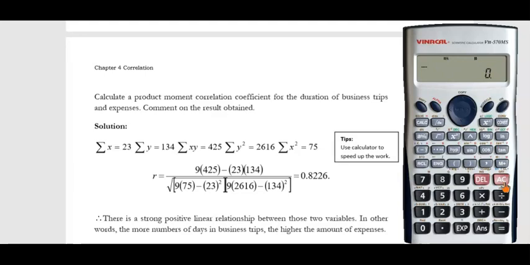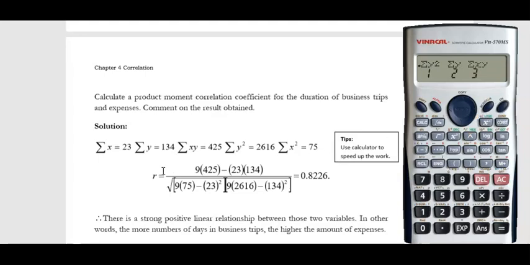Then you just press AC. I have pressed AC, so it appears like this. Then I want to find out all the summations value, so I press Shift and number 1. Then let's say I want to find the summation x. So summation x is number 2. So 23 here. And Shift number 1 again. I want to find out the y. And I just go next. Number 2, 1, 3, 4. And you just Shift number 1 to find out all the summations value.